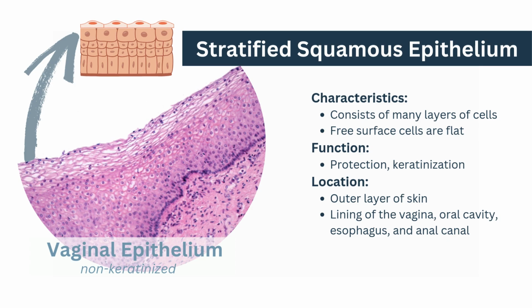Stratified squamous epithelial is made up of many layers of cells. This tissue is relatively thick. The free surface cells of stratified squamous cells are flat, and the deeper layers are cuboidal or columnar. It is located in the outer layer of the epidermis, the lining of the vagina, oral cavity, esophagus, and anal canal. It acts as a protective barrier for chemicals and microorganisms.